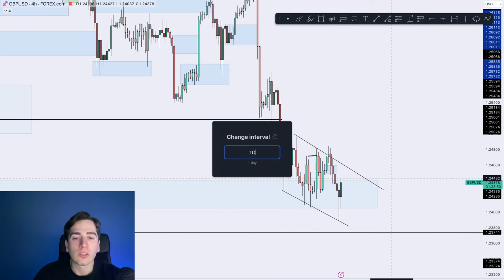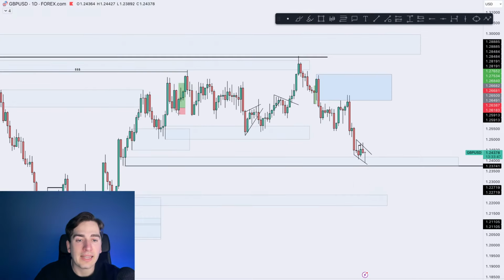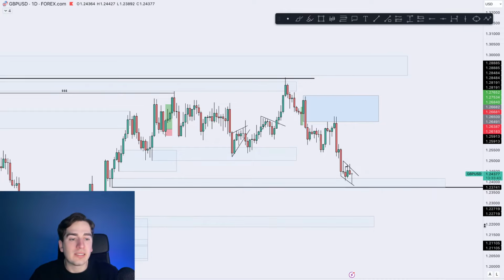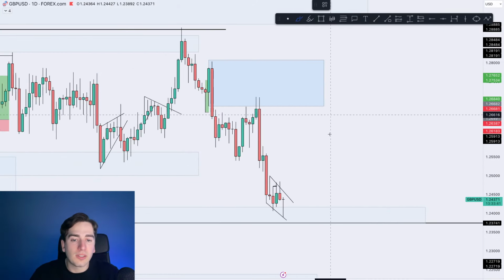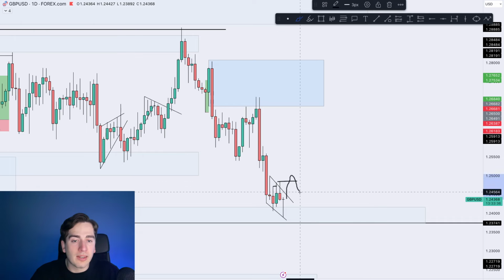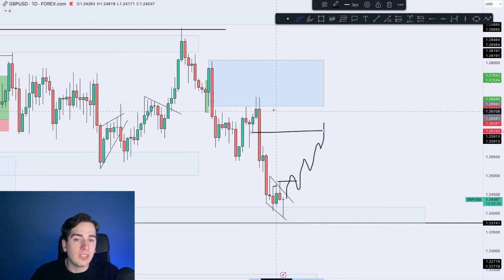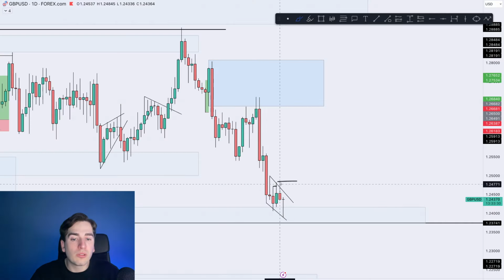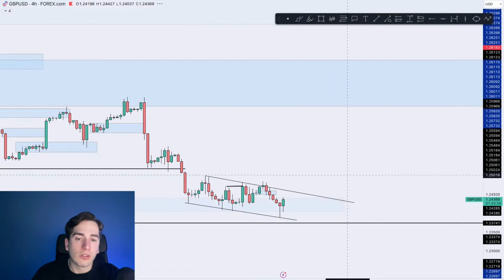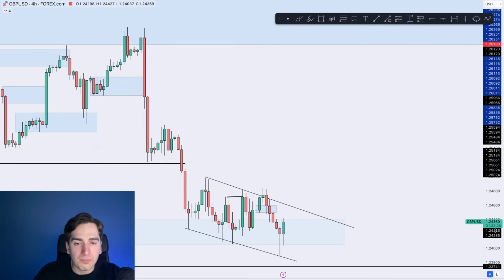Overall, what I'm looking for still, if we just quickly go towards the daily, is okay, we're still inside daily demand. So what I'll be looking for is to see if we see that daily change of character, very similar to AUD USD, for example. So let's see if we can break this high, and then we look for that further upside movement towards this area of fresh supply over here. If we fail to break this high, then obviously we'll just look for downside continuation.